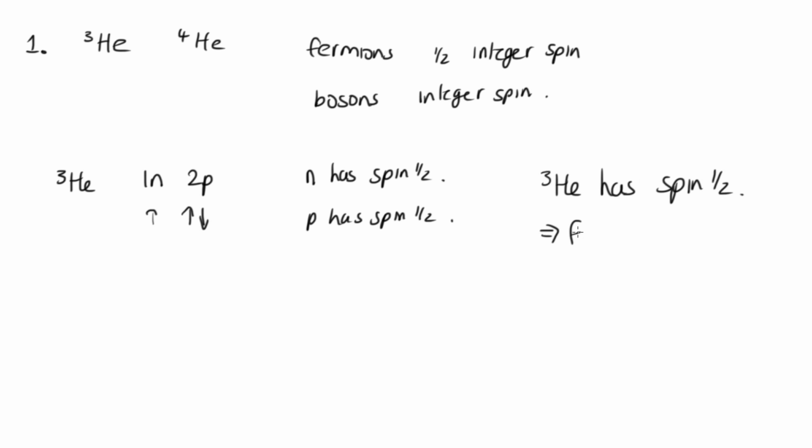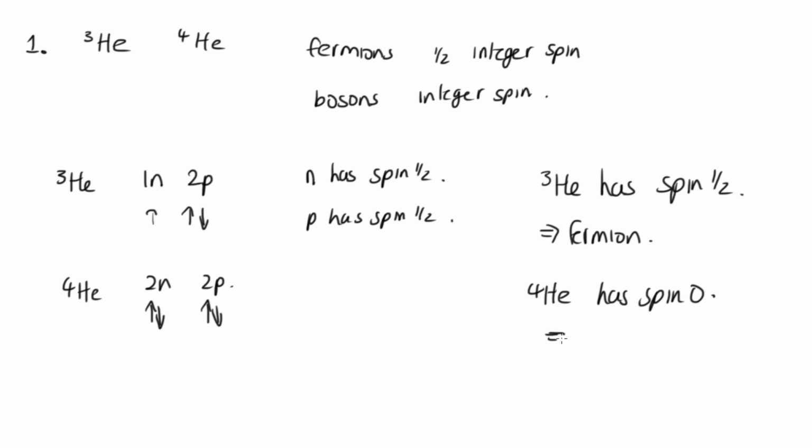Now with helium-4, we've got 2 neutrons and 2 protons. So the spins for the 2 neutrons can cancel out, and the spins for the 2 protons can cancel out. So in this case, helium-4 has spin 0, and if it's got spin 0, this tells us that it's a boson.